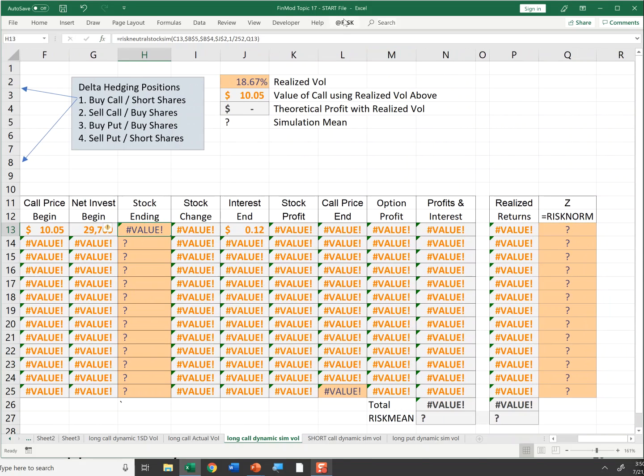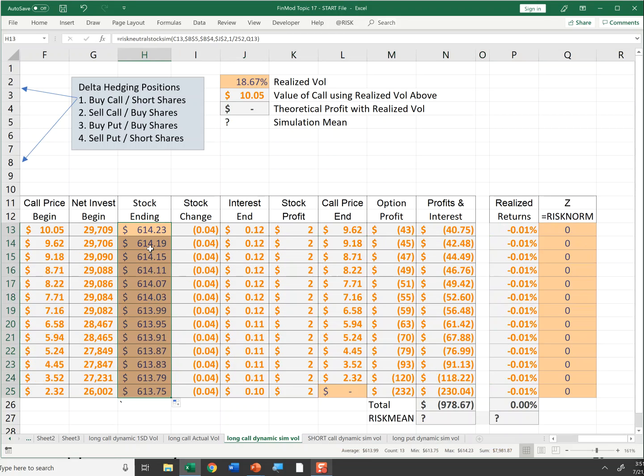Because I have @RISK running, I can put in a random Z variable here using @RISK, equals RiskNormal(0,1). I'll copy that down. So RiskNormal(0,1)s. And then I'll copy down this formula here. So now I have 13 simulated prices based on 13 random Z's, which @RISK is going to simulate.